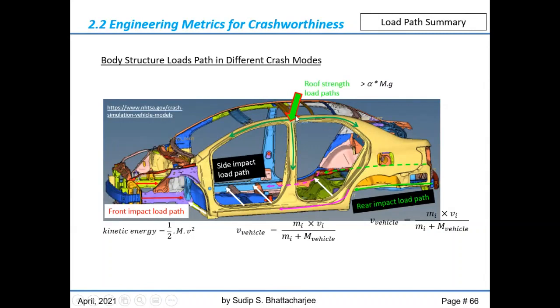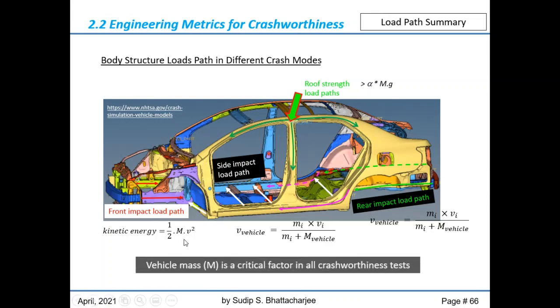Even the roof crush or roof strength measurement, which is a quasi-static test, is tied somehow to the mass of the vehicle multiplied by the acceleration of gravity, which is basically the weight of the vehicle, times a factor. And as I mentioned, that factor is 3 or 4 depending on what targets you are trying to measure. In all these measurements for crashworthiness, a critical factor is the mass of the vehicle. The general rule is the higher the mass of the vehicle, the more structural engineering work you have to do.